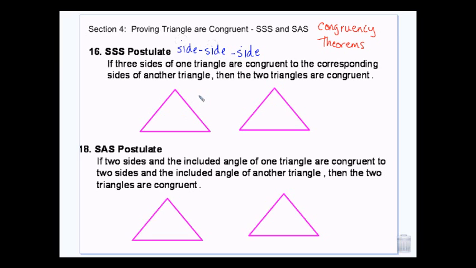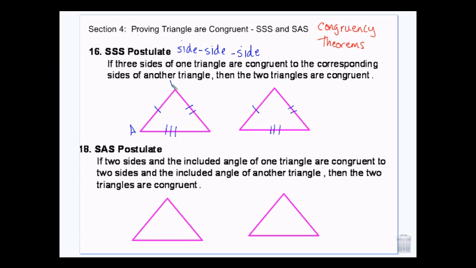Okay, side, side, side. If three sides of one triangle are congruent to the corresponding sides of another triangle, then the triangles are congruent. So if this side is the same length as that one, these two sides are the same length, and these are the same length, then we can say they're congruent.